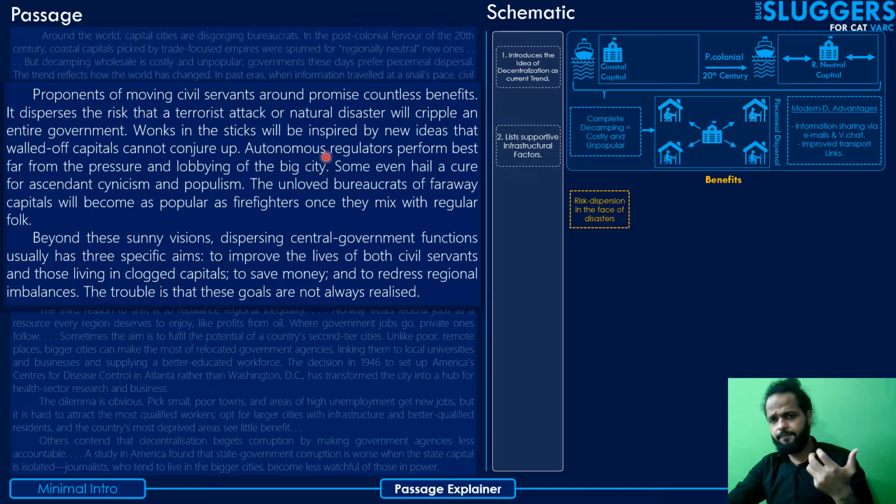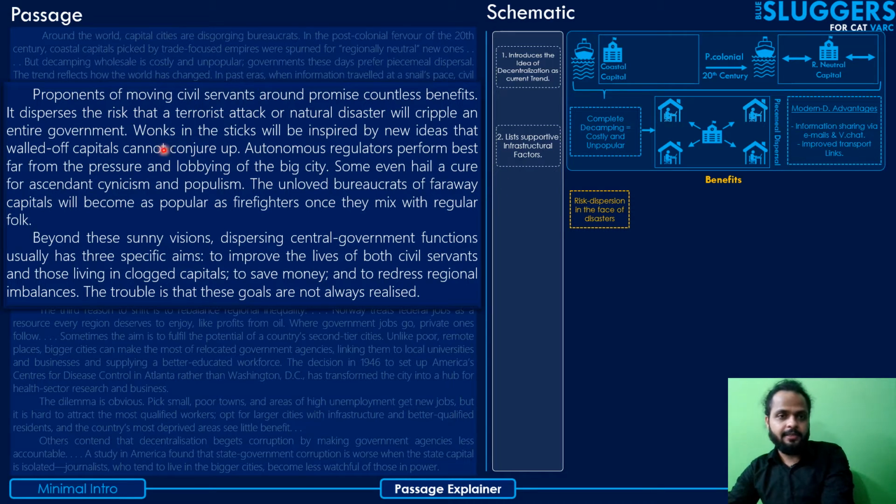However, if you have the civil servants, the bureaucrats, and the government officials located in different parts of the nation, in that case, the possibility that such a terrorist attack or natural disaster might wipe out or cripple the entire government will be pretty low, right? Because they're all situated in different places, and it's quite unlikely that a disaster might happen in all those places together, right? So that's the first benefit that they cite.